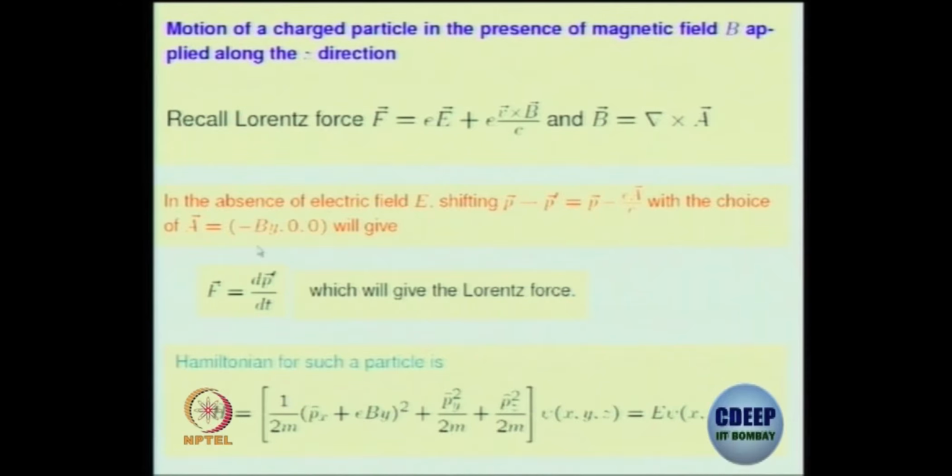This gives you magnetic field along the Z direction. Curl of A, if you do, you should get Bz to be B. How do we separate the wave functions? Definitely the Z coordinate is like a free particle. X and Y is coupled.